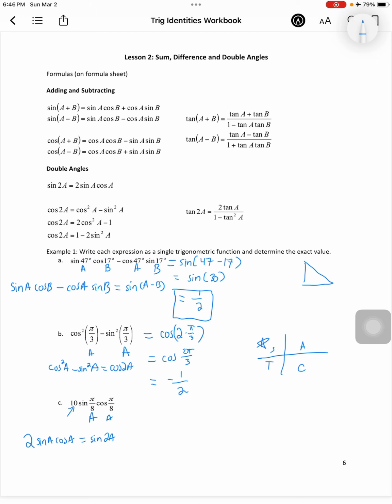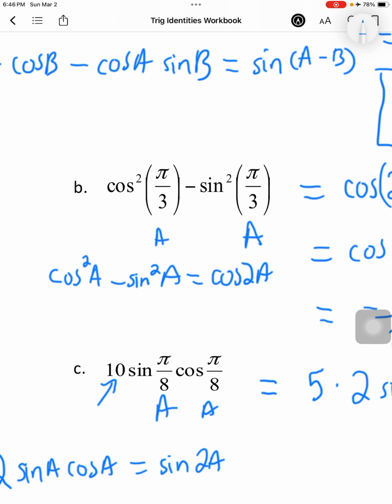But we're given a 10. And that doesn't equal the same thing, right? But are we able to break up the 10 so that we're given a 2? We are. So here, if you were to break up this equation, this is the same thing as having 5 times 2 sine pi over 8 times cos pi over 8. So again, even though we weren't explicitly given a 2, we could rearrange that first coefficient into 5 times 2. And we're allowed to do that because this whole thing is being multiplied.